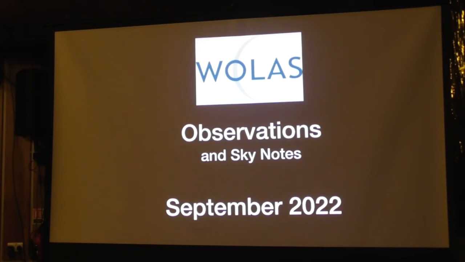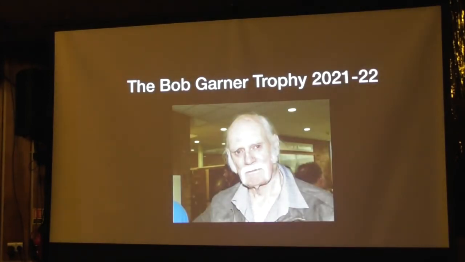Talking about the observations, it's time to award our observing prize, which is in memory of our late, much-loved observing director, Bob Garner, who died about 3 years ago now. The Bob Garner Trophy has only been awarded once. There are two parts to this award. There is a big shield, which will have the names of all the winners on the small shields going round it, and that is the part that is passed on from one winner to another, year after year, and there is also a small one which the winner keeps.